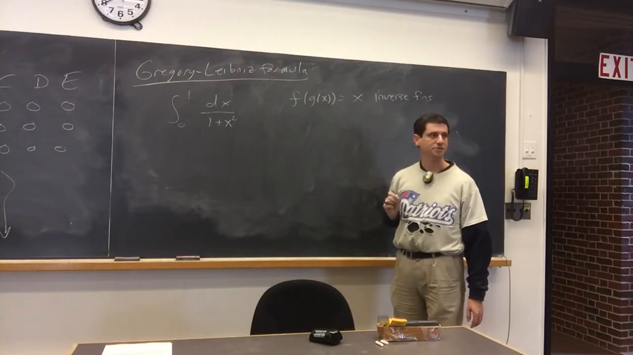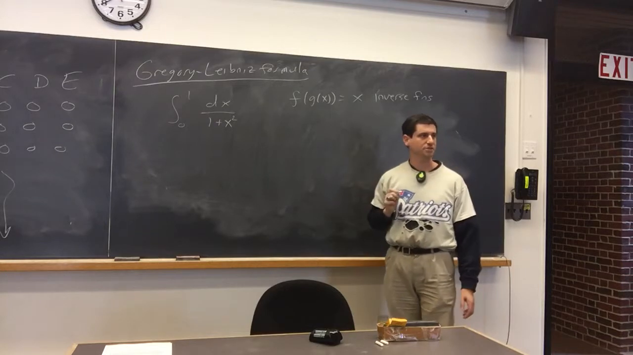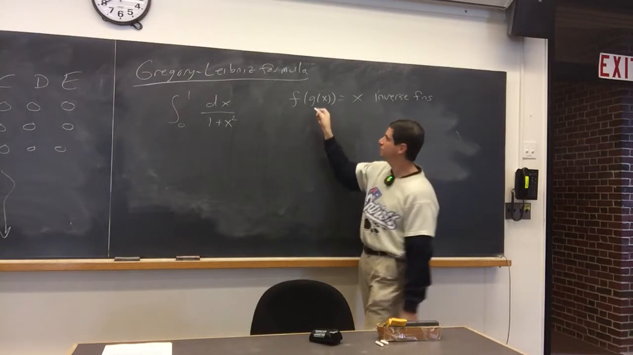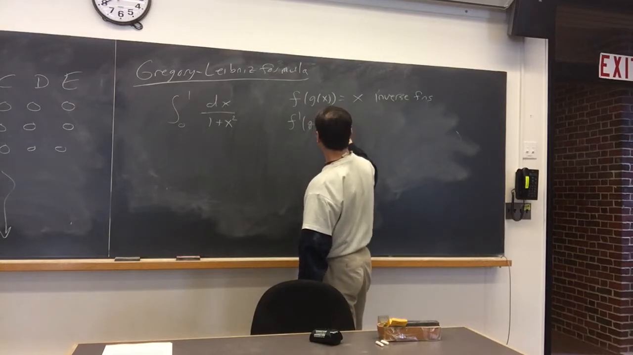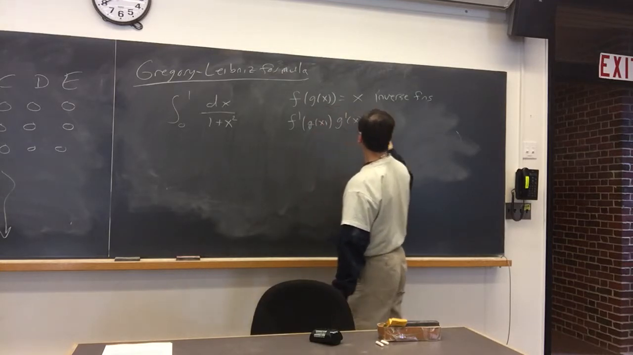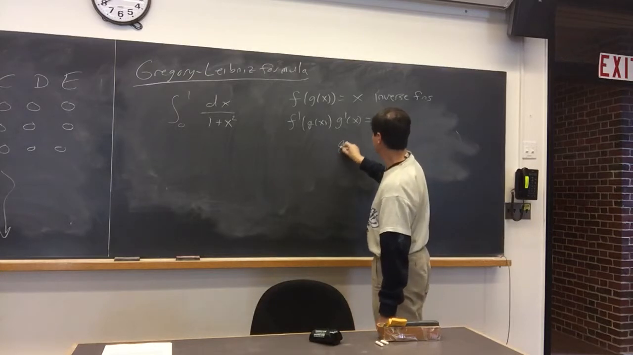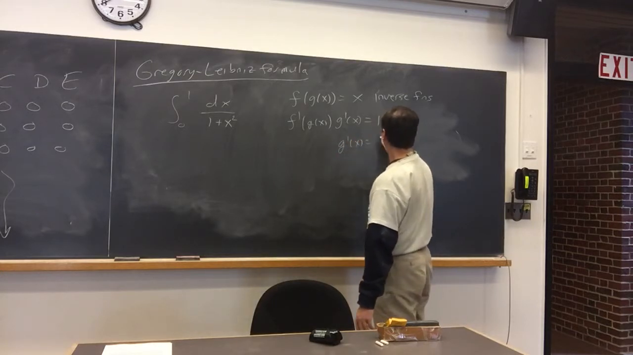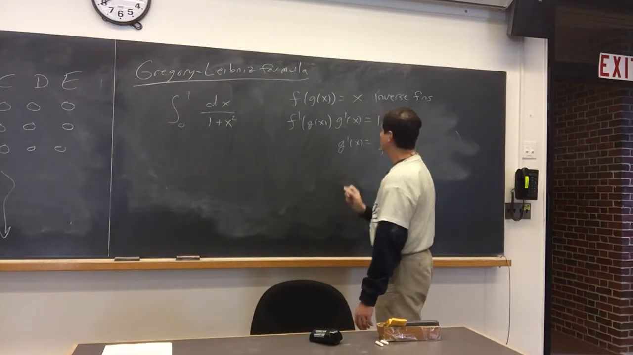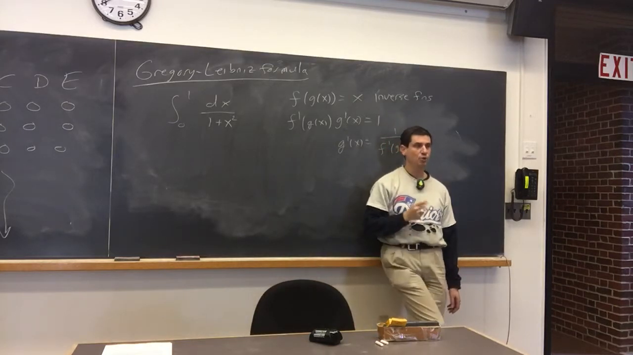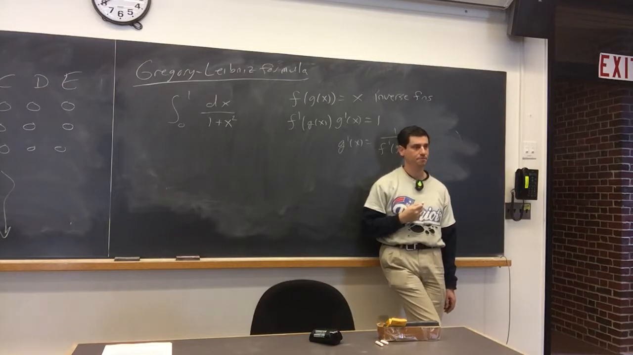All right, what's the derivative of x with respect to x? 1. The derivative of this side is f prime of g of x times g prime of x. So g prime of x is 1 over f prime of g of x. So if we know the derivative of f, we can actually get the derivative of the inverse function.